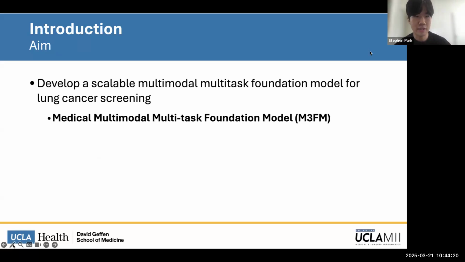Hence, the aim of this study was to develop a scalable multimodal multitask foundation model for lung cancer screening, and this was named Medical Multimodal Multitask Foundation Model, so M3FM, by the authors.